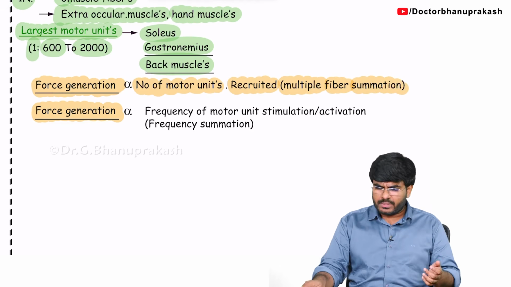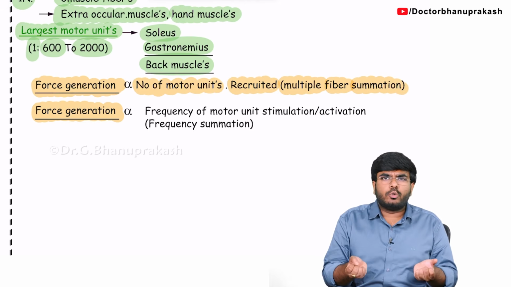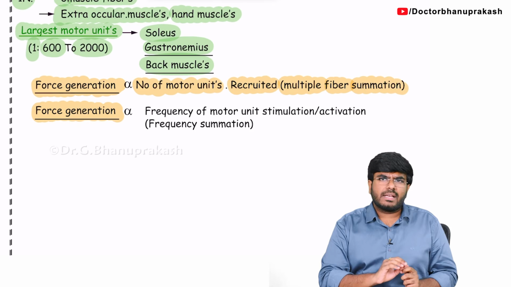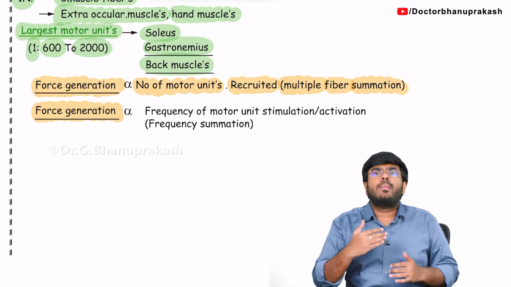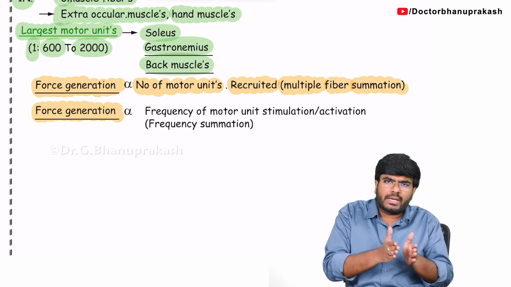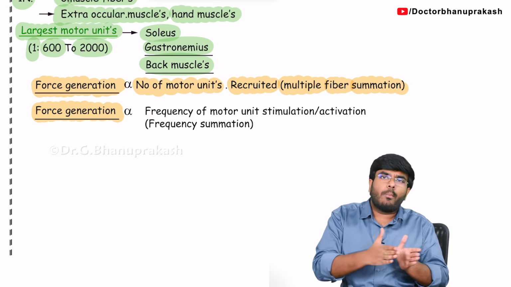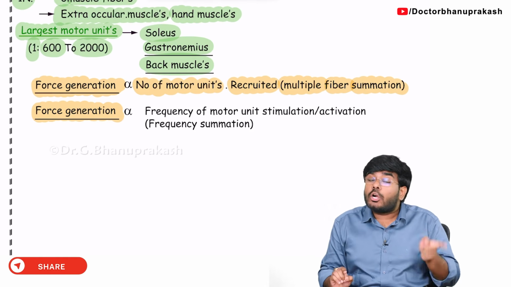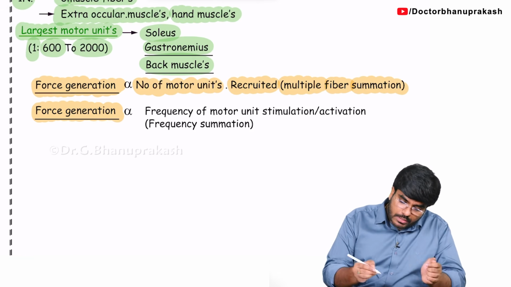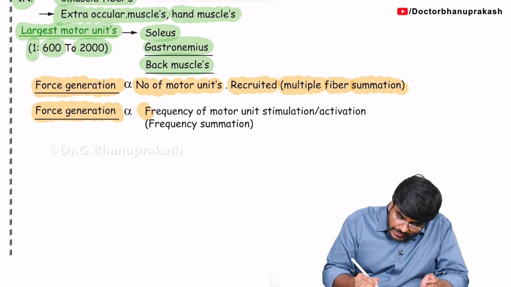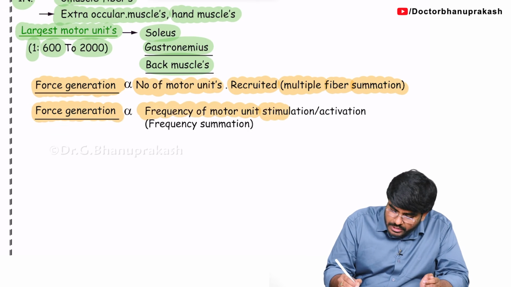For example, when I am trying to perform some work, lift some weight, first a smaller number of motor units are recruited. Later, more motor units are recruited: first small motor units, then large, then the largest. The more motor units recruited, the more force will be generated. That is one thing. Not only that, the force generation is also dependent on the frequency of motor unit stimulation. This is called frequency summation.